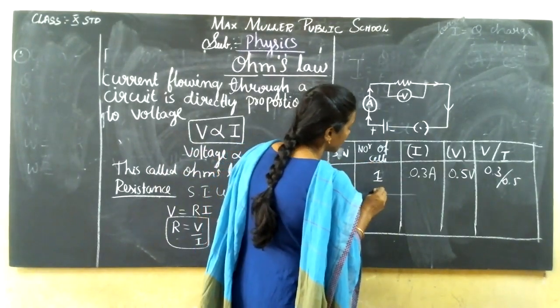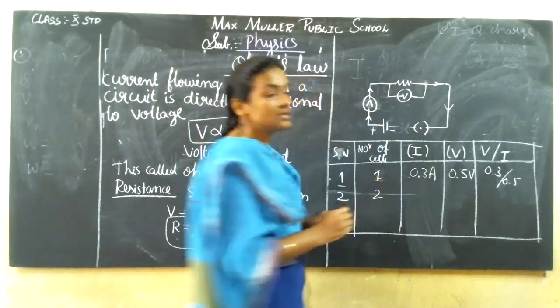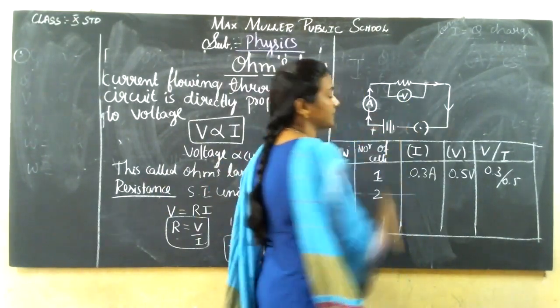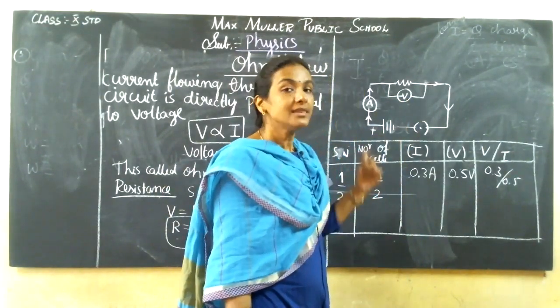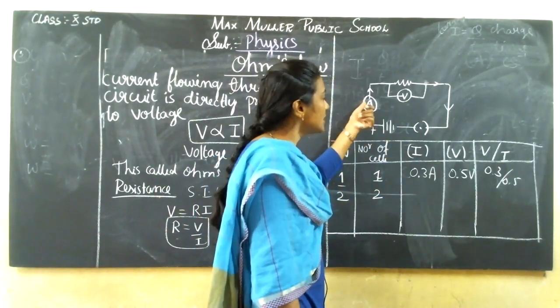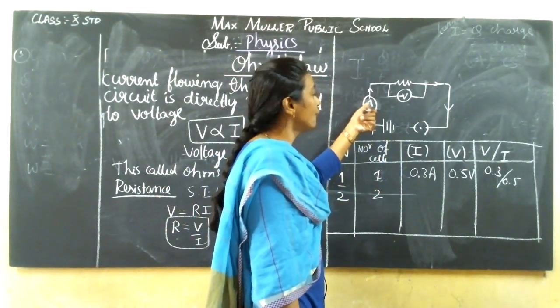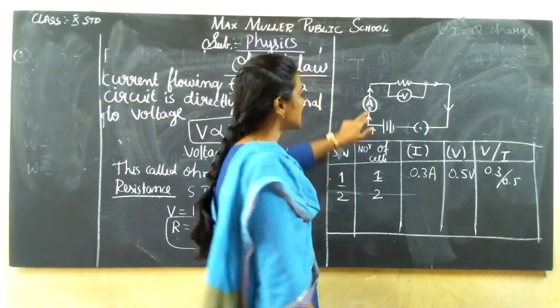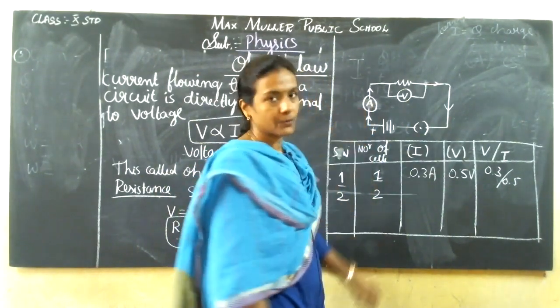What you are going to do here is add another battery. Then you just note down the respective value in the ammeter.